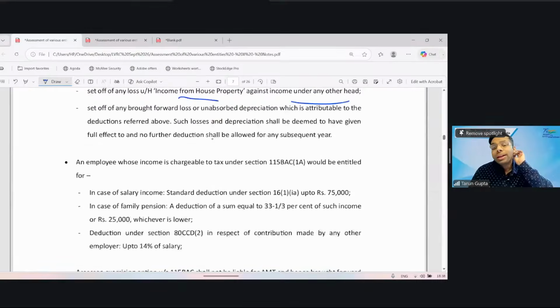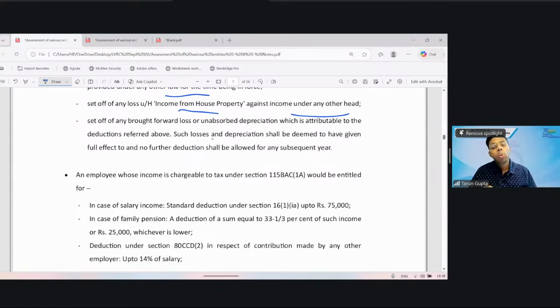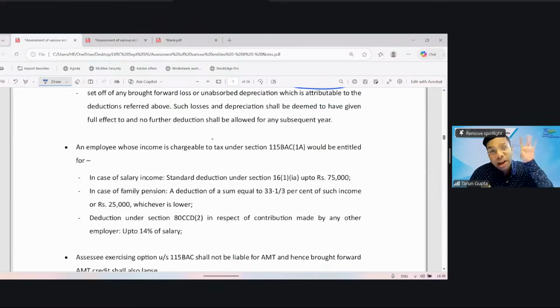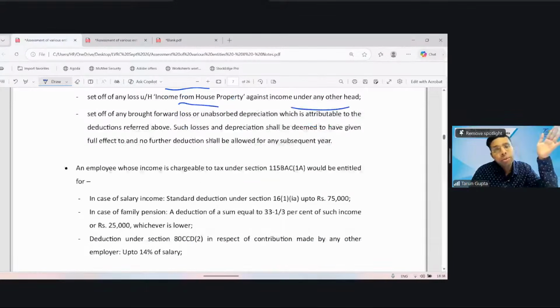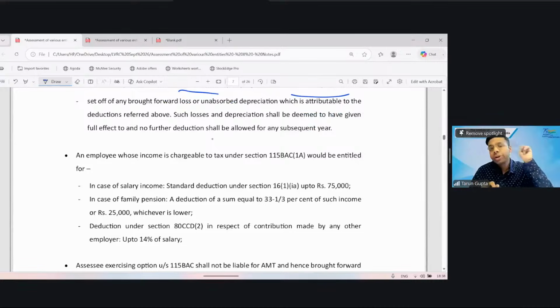Now, these are the exemptions or deductions which are not applicable in case an employee opts for the new tax regime. So total income will be more if you opt for the new regime, since these exemptions and deductions are not available. But there are some benefits if you opt for the new regime. So this was the denial of the exemption. But there are exemptions more than what is actually allowed in the old regime.